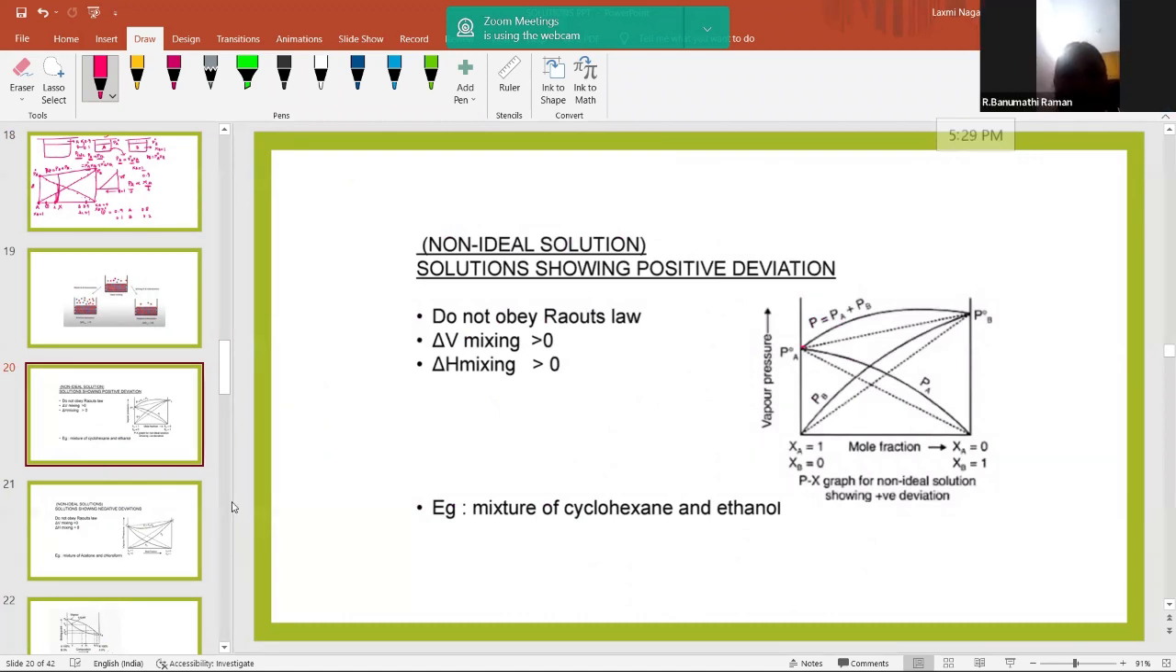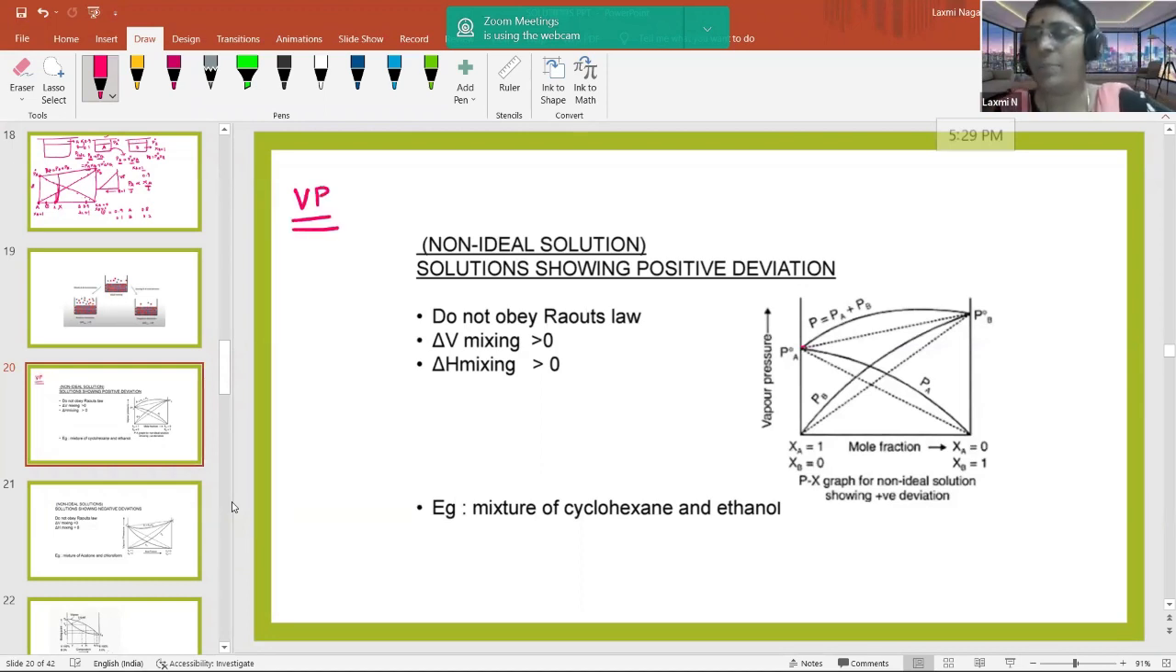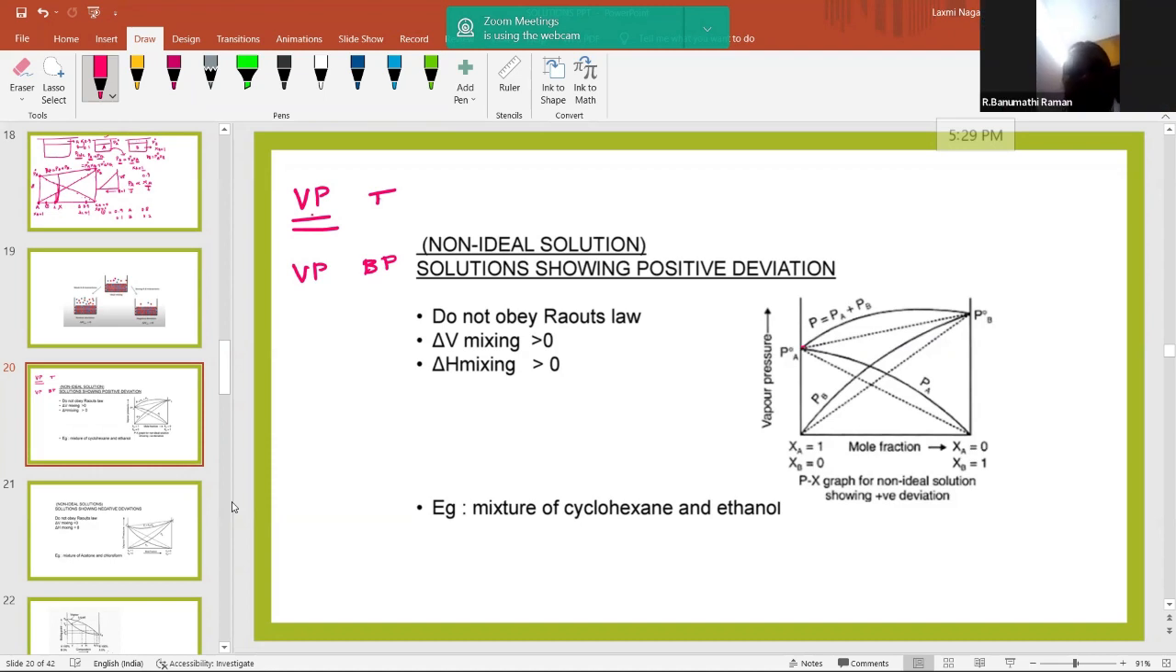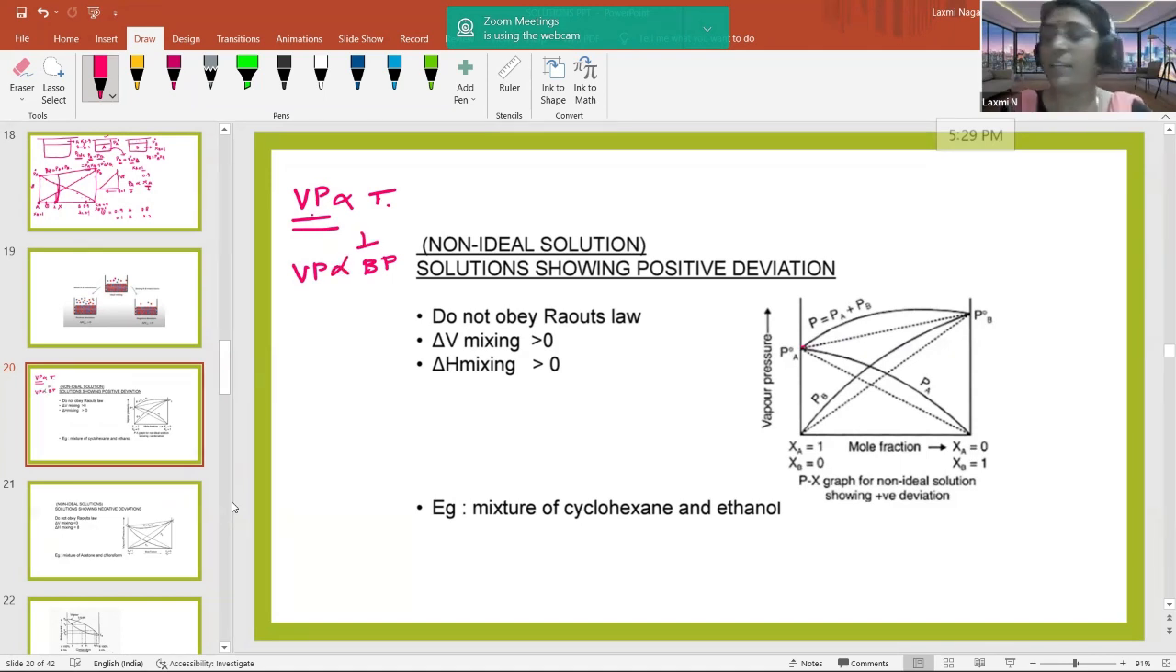One most important point is in class 11, in equilibrium, you have to explain clearly what vapor pressure is. And you have to recollect at this point what vapor pressure is and how it depends on temperature, and how vapor pressure and boiling point are related. These points should be very clearly explained. Vapor pressure is directly proportional to temperature. Vapor pressure and boiling point are inversely proportional.